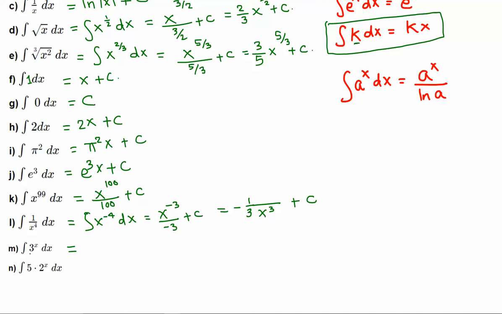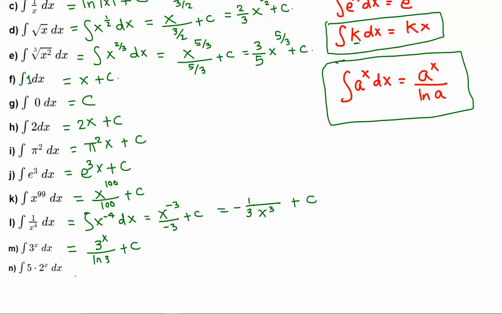Now M, the integral of 3^x dx. This is an exponential function because x comes in the exponent. Looking at the right-hand side, we need to use this formula: the antiderivative of a^x dx is just a^x divided by the natural log of the base a, because when we differentiate this we get a^x. So this will be 3 raised to x divided by the natural log of base 3, done, plus C.